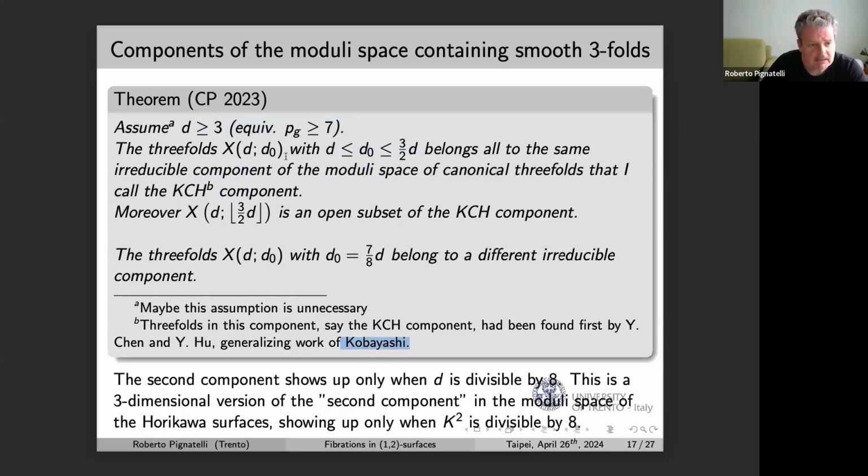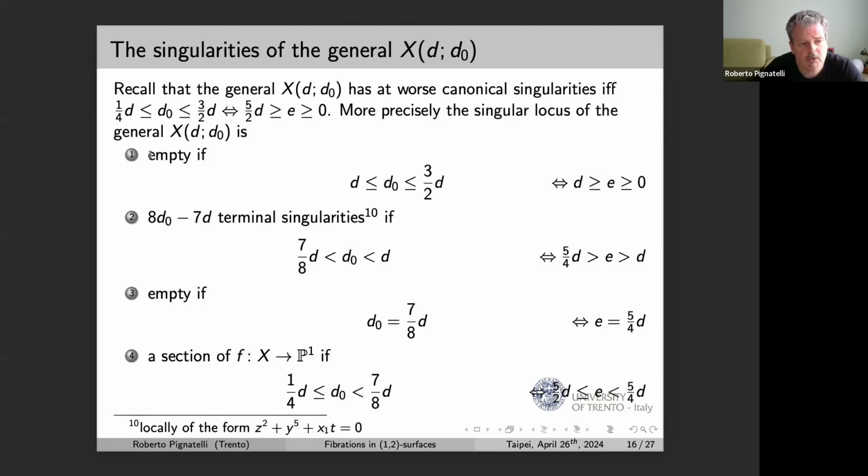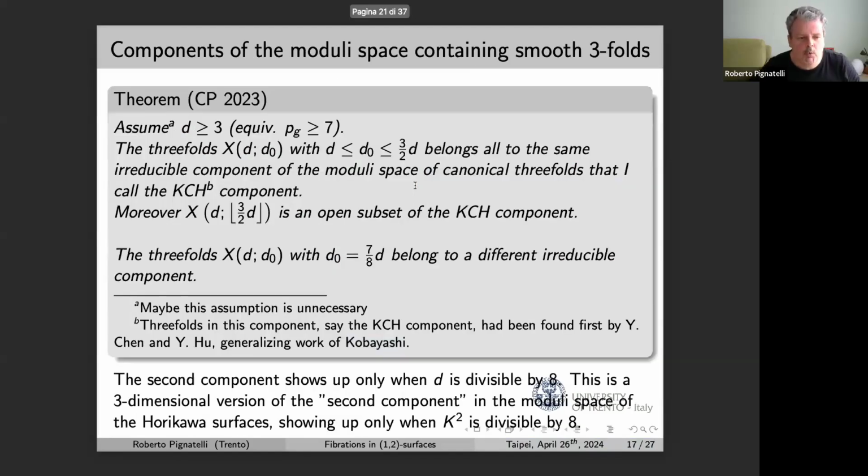So look at this. Let me go back here. So this whole first class is here, first group here. They are in fact only one irreducible component, where the general element has maximum D0, which is 3/2 of D or 3/2 of D minus 1, depending on the parity of D, is an open subset, and the others are just special adjacent ones of this.